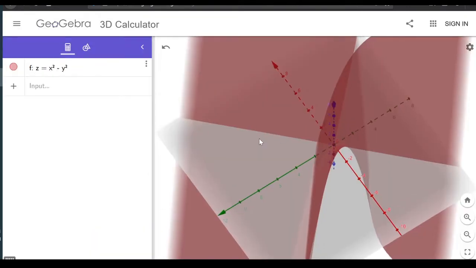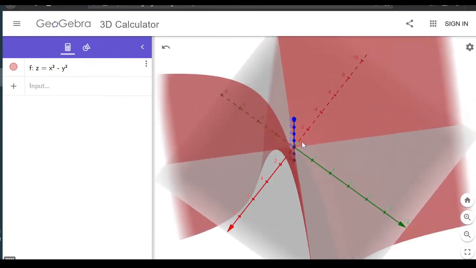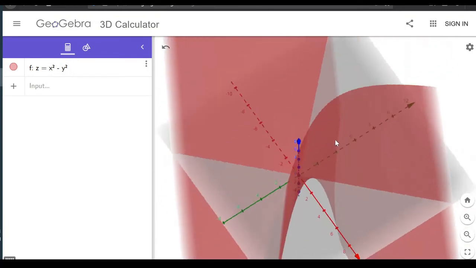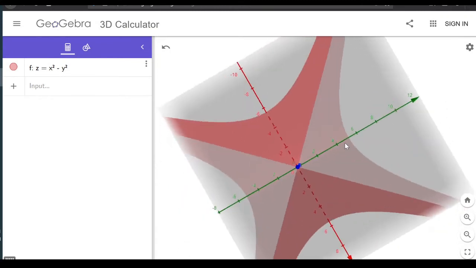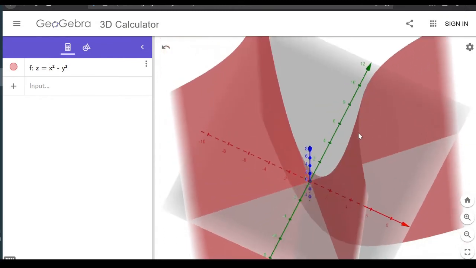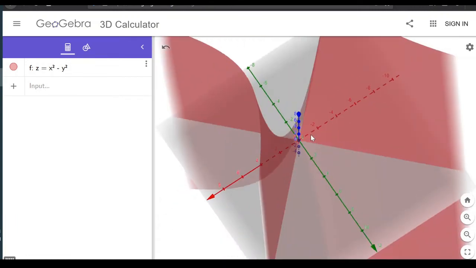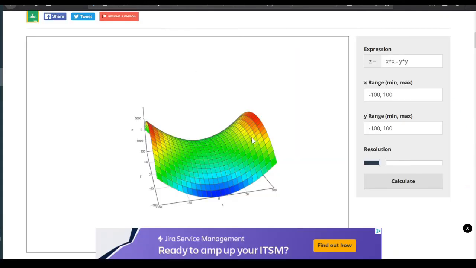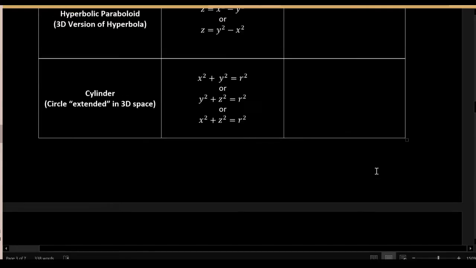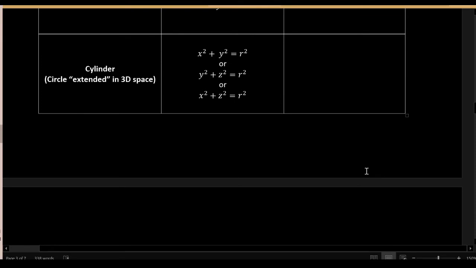We can also see the shape here on GeoGebra, although I think this shape is slightly harder to read on GeoGebra than it is to read on 3D surface plotter. So this is just an example of the fact that different graphing calculators have different levels of usefulness depending on what kind of shape you're trying to understand. So if one of them is a little bit illegible, try the other one and see if it is more comprehensible to you. The final three-dimensional surface is that of a cylinder.